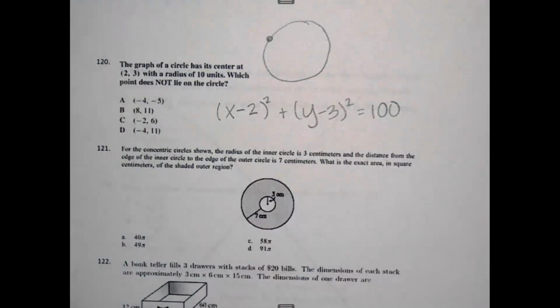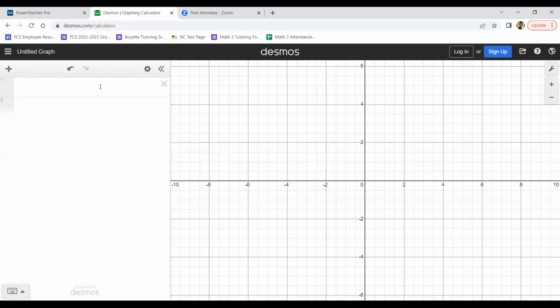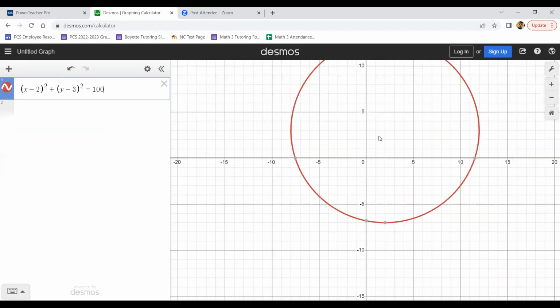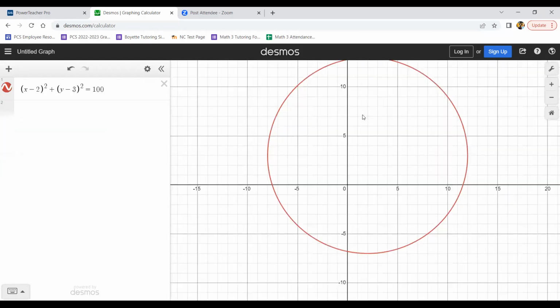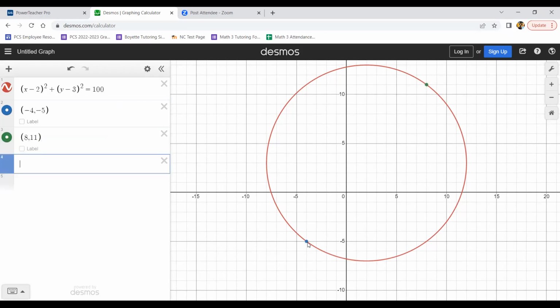So I'm going to go back and hit the home button to get it back to normal. Get rid of what I graphed before. Graph my new circle. Since my circle is pretty big, I'm going to zoom out a little bit so I can see everything. And then I'll start plotting the points for the answer choices. So -4, -5. So I can see -4, -5 lies on the circle, so that's not the answer. 8, 11 lies on the circle.